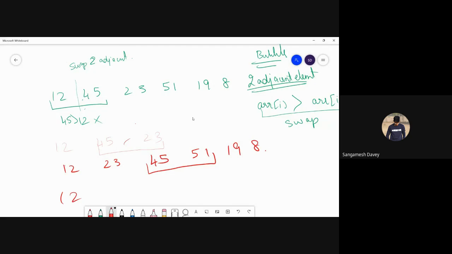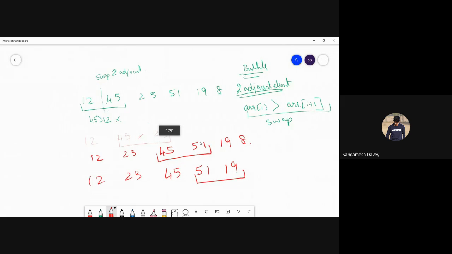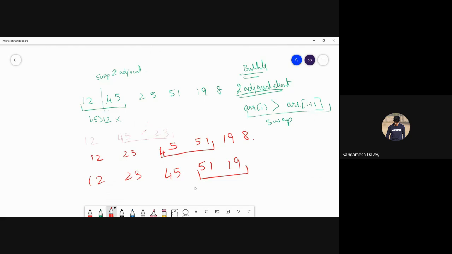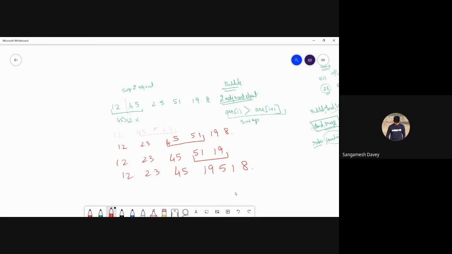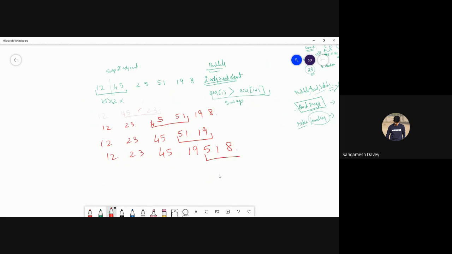So next pass. Next, I'll be comparing 51 and 19. Obviously, 51 is greater than 19, so what happens is 12, 23, 45, 19, 51, and then 8. After this, I'll be comparing 51 and 8. Again, since 8 is less than 51, I'll swap them again. 12, 23, 45, 19, 8, 51.